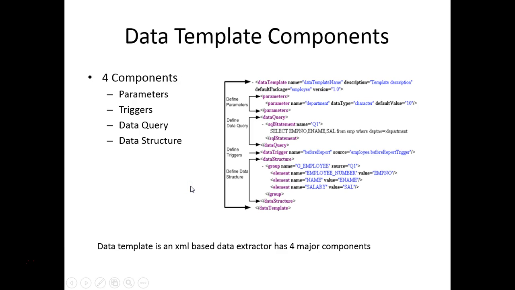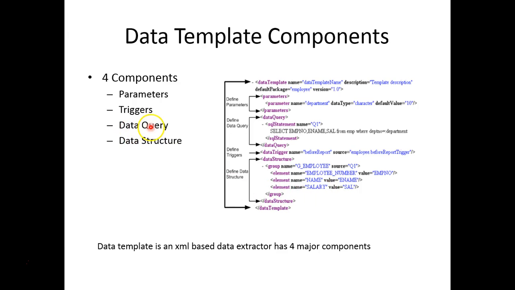So let's look at a data template. A data template is an XML-based data extractor. It has four major components. The first component is the parameter. You can see that the parameters are a component. The second component is the trigger. You can see there's a before report trigger and an after report trigger.